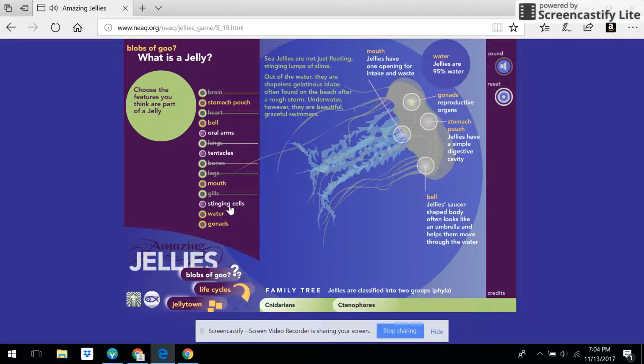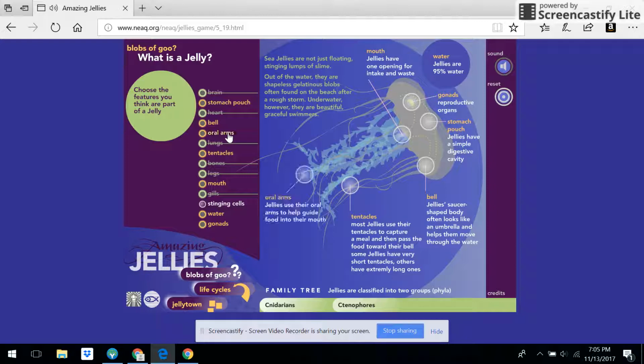They are 95% water, so they have to get rid of waste very quickly because it will add weight to them, and if it does that, they will not be able to float. They also have tentacles, as we said, which have the nematocyst, the stinging cells, on them. They also have something different, these oral arms. These are the bigger structures you see in the middle. They use those to help guide food to their mouth.